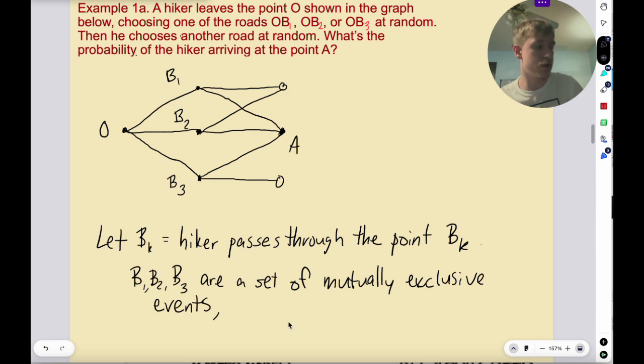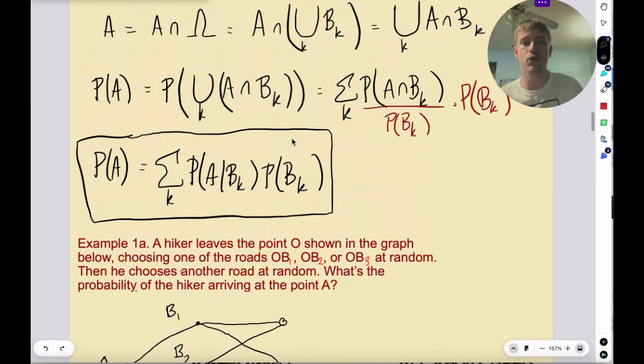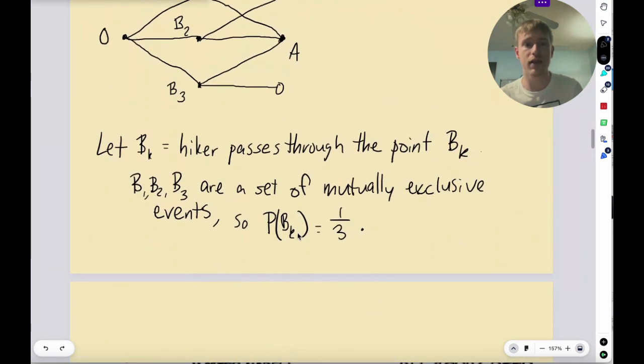And since they're mutually exclusive, they also occur with the same probability. So the probability of B sub k is what? Well, it's 1/3. Number of ways that could happen divided by the total number. For a given B sub 1, B sub 2, or B sub 3, it's going to be 1 divided by 3 total possibilities. Okay? So again, we want the probability of A occurring. Let's just scroll up to our fancy formula. We already have the probability of the B sub k's. Now we just need some conditional probabilities. Okay, so let's find those.